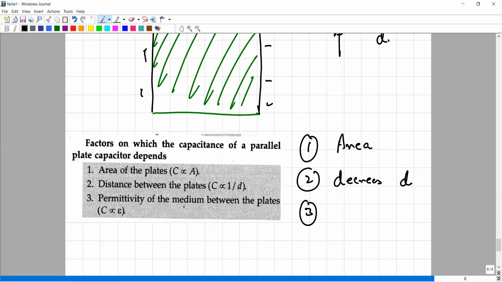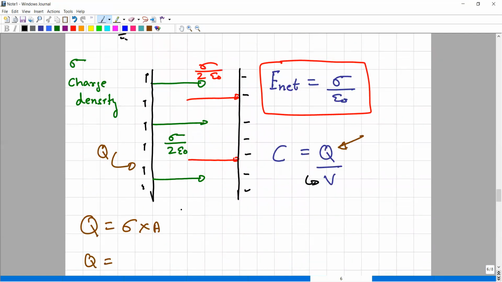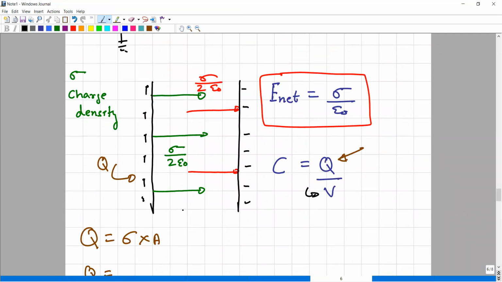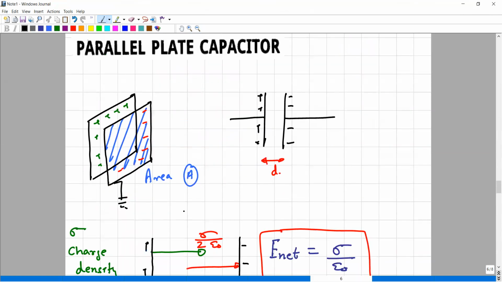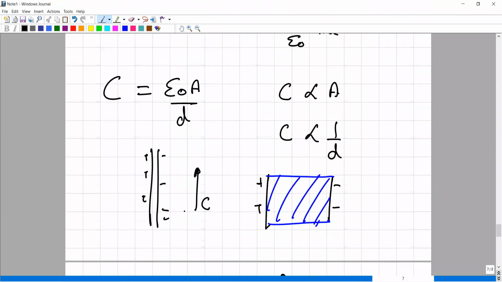This is a very easy derivation. Please go through this again. This is a standard CBSE as well as PU board derivation. Go through this, very simple. And then we will be doing numericals on this topic tomorrow.